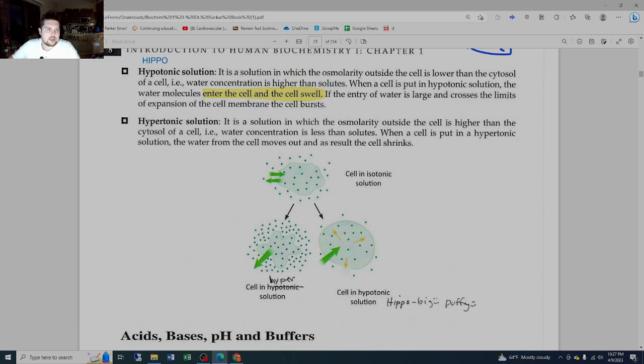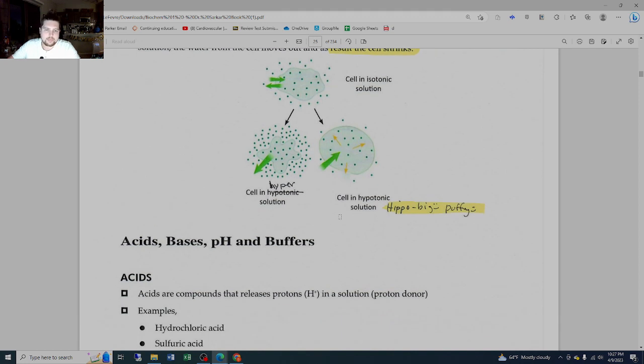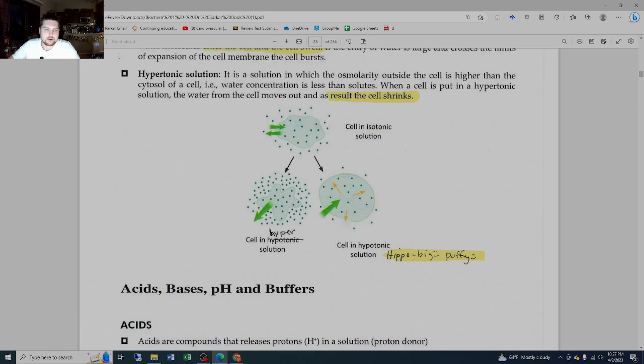Hypertonic means it has more on the outside. So when the cell is put into a hypertonic solution, the water from the cell moves out, and as a result, the cell shrinks. And you can see examples all down here. Cell in hypotonic solution, the hippo, big and puffy. A little typo here, so make sure that's hypertonic solution.